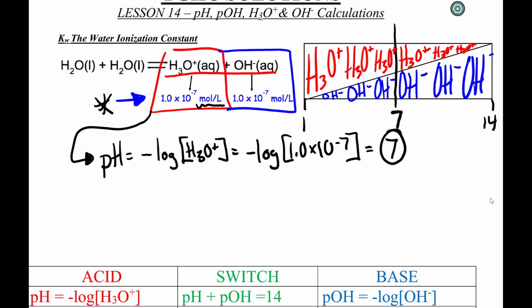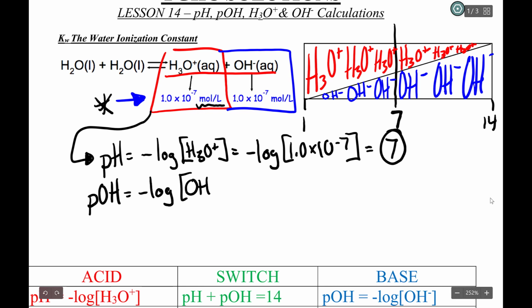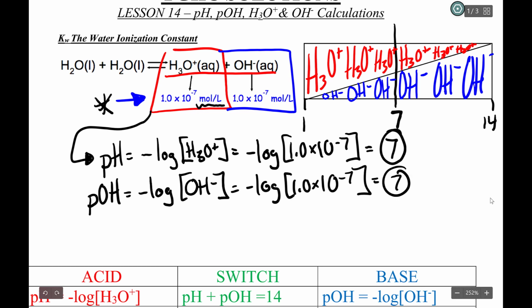Now, we're also going to come across this pOH, which has to do with the amount of base. If I take the negative log of the OH concentration, that's the pOH. Well, the negative log of the exact same number is the exact same number. The times 10 to the negative 7 becomes 7. So something that is purely neutral has a pH of 7, and it also has a pOH of 7.